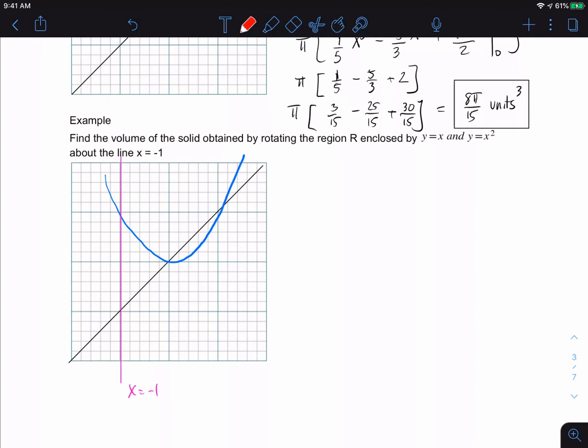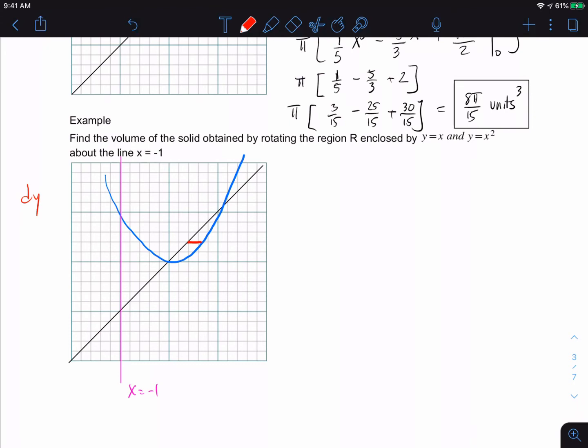Horizontal or vertical? It should be a horizontal slice this time, right? So our slice should go this way. Now, that tells me then, is it going to be a dx or a dy? Yes, it's a dy.